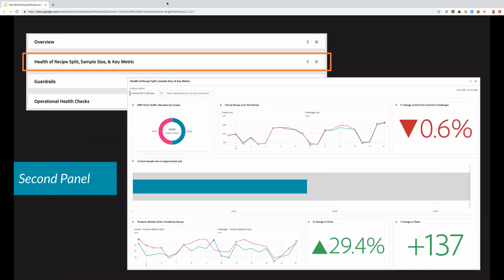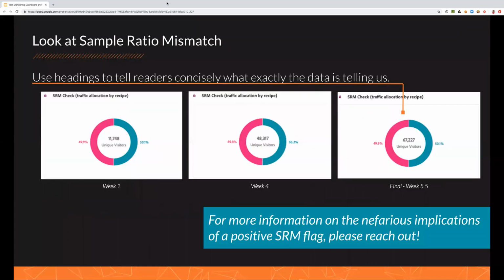So we always want to monitor those things. So what it looks like here in our dashboard is it's going to be our second panel. And it's very visual, and it's not overly long, but we try to make it something you can glance at and really pick out the important pieces you need to look for.